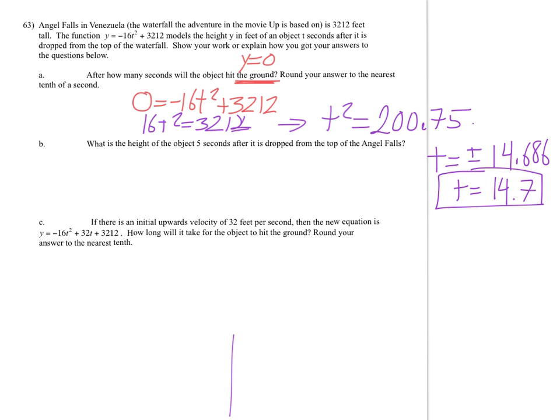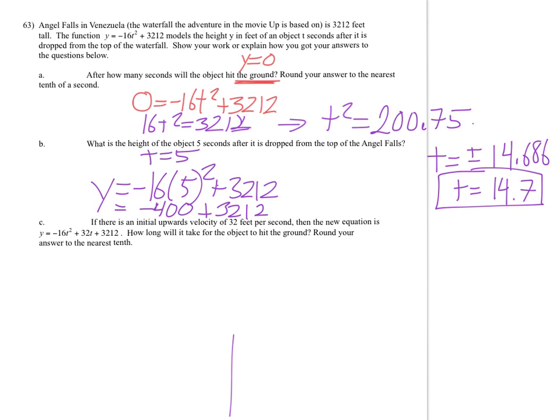What is the height of the object 5 seconds after it is dropped? In other words, when t is equal to 5. So y equals negative 16 times 5 squared plus 3212. Okay, well 16 times 5 squared is going to be 400. So we got negative 400, and that's plus 3212, which is equal to 2812 feet off the ground.